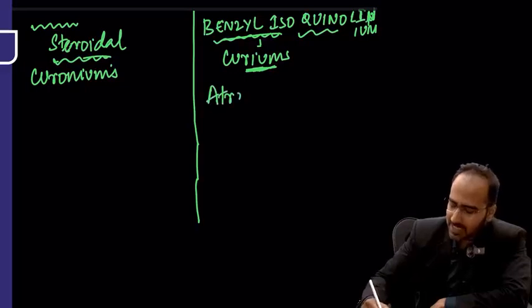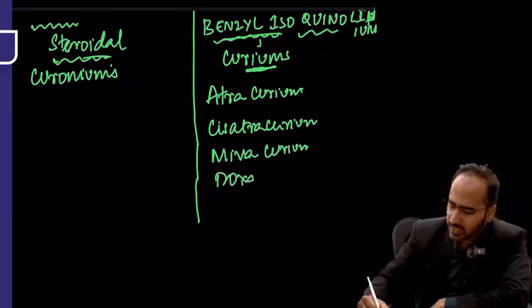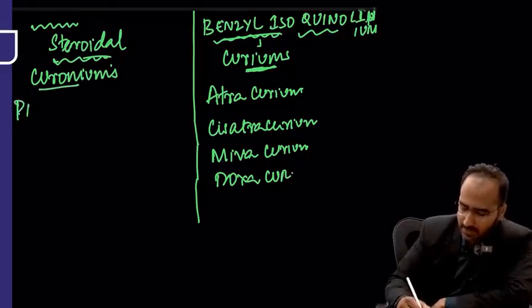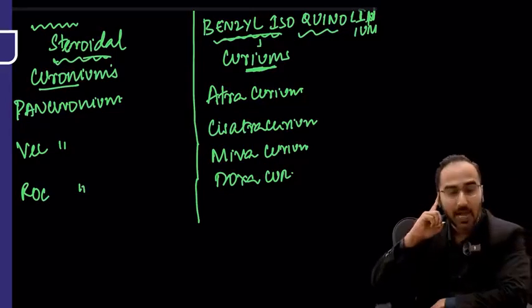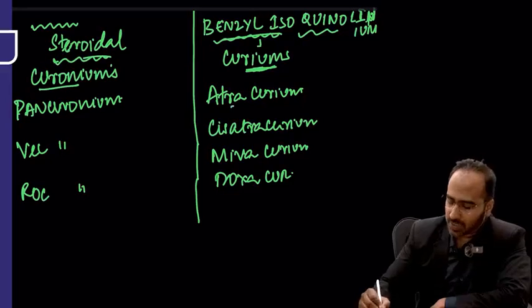Example, atracurium, cisatracurium, mivacurium, doxacurium. Whereas in the curoniums, what are the examples, guys? Pancuronium, vecuronium, rocuronium. Pancuronium, vecuronium and rocuronium. Right? Now in the curiums, we have atracurium, cisatracurium.